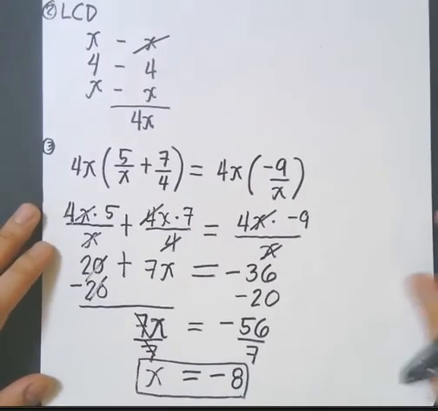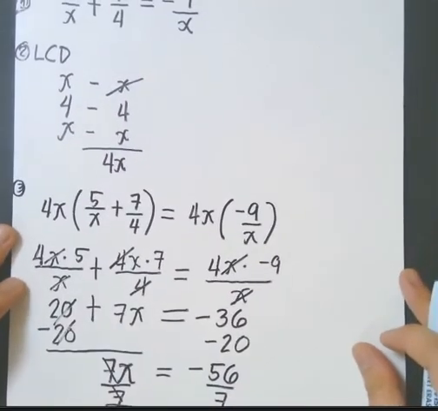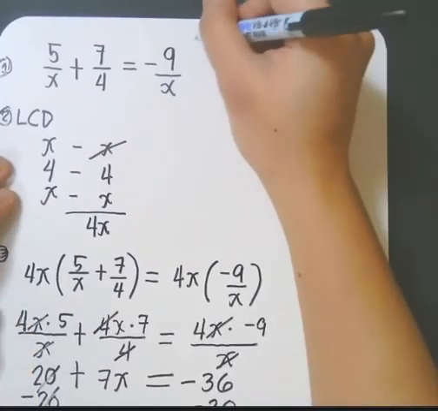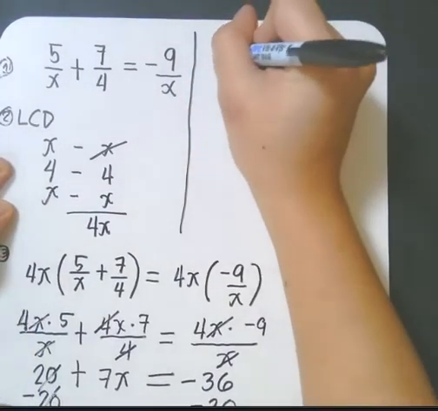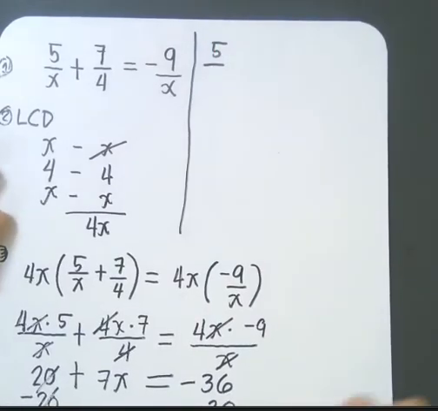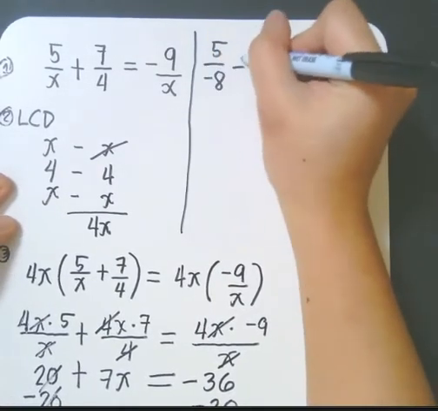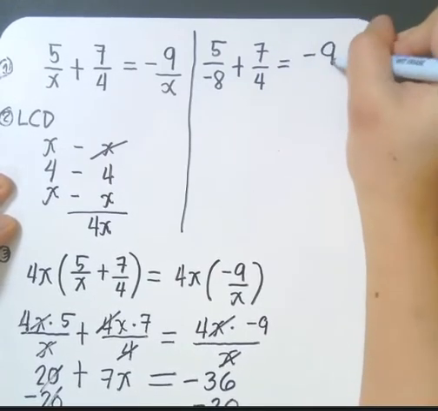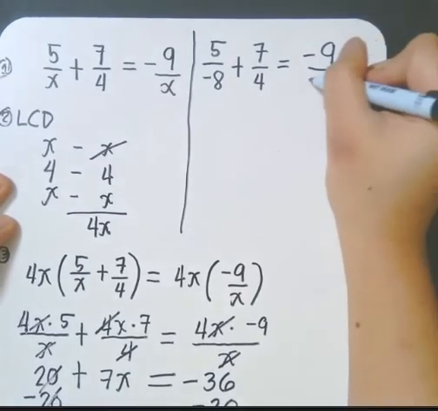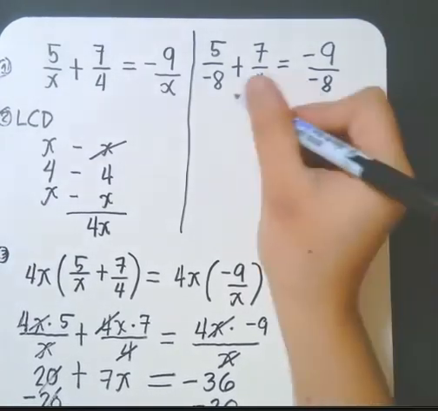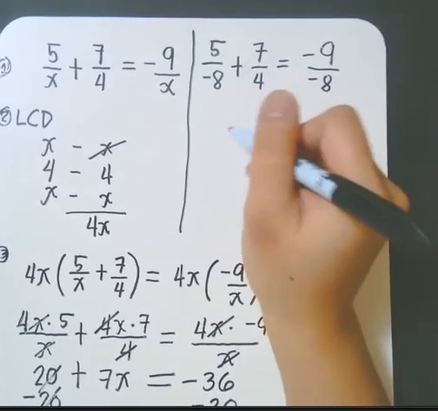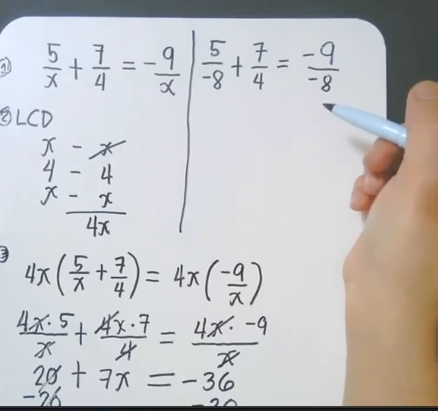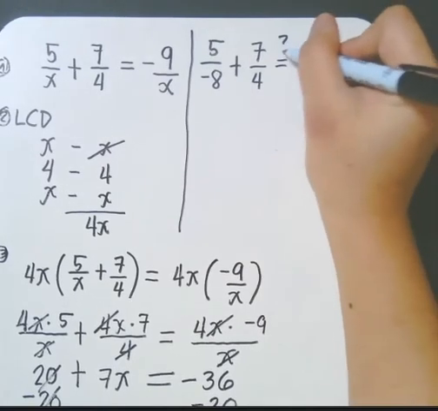To check whether your answer is correct or not, we just plug in the value of x in the original equation. We have 5 divided by the value of x, which is equal to negative 8, plus 7 over 4 is equal to negative 9. Plug in the value of x, negative 8. We will do the long method in adding fractions, or you can use your calculators later on to find the correct answer. So let's figure out if this is equal.